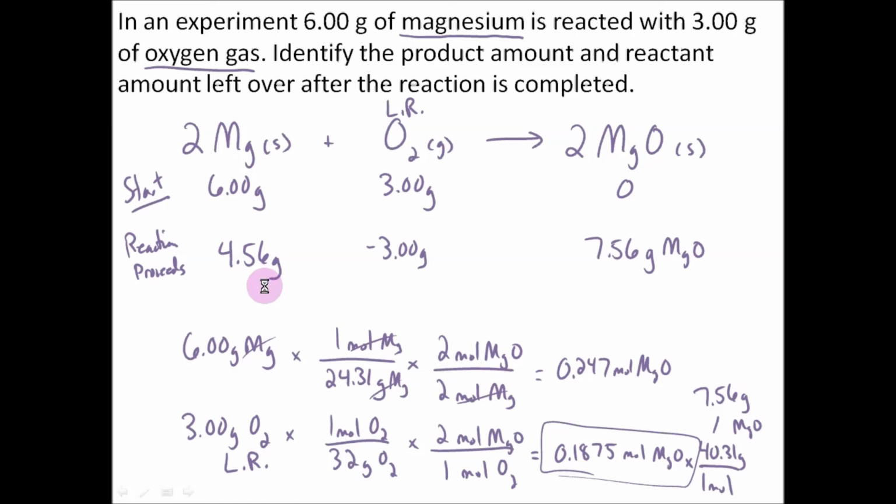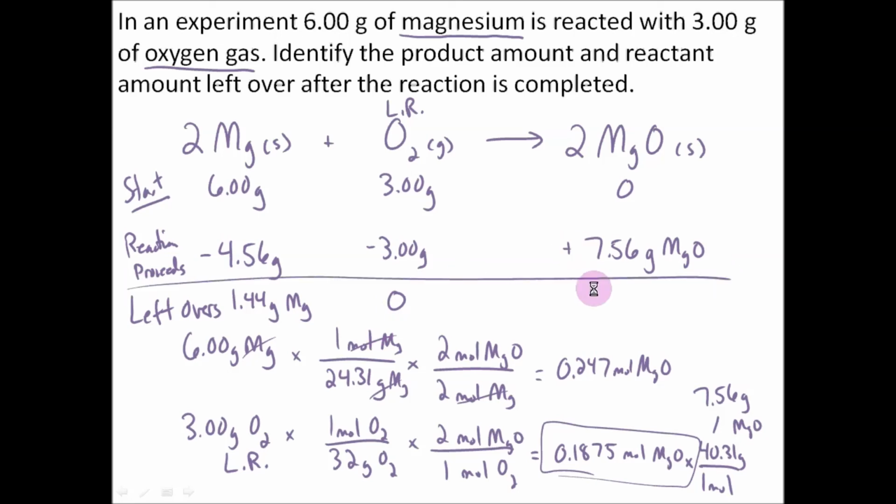Alright, so we're going to have some leftovers here. The leftovers, remember we started with 6 grams, but we only used 4.56. So we're going to have 1.44 grams of magnesium left over. We're going to have 0 oxygen left over because that's our limiting reactant. And so at the very end of this reaction, we have this amount of leftover reactant and this amount of product that gets produced.